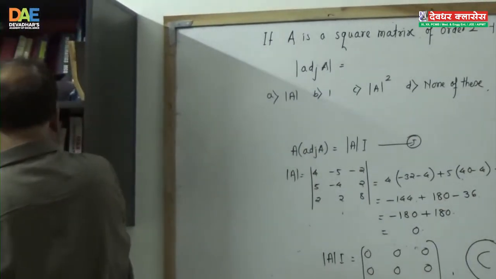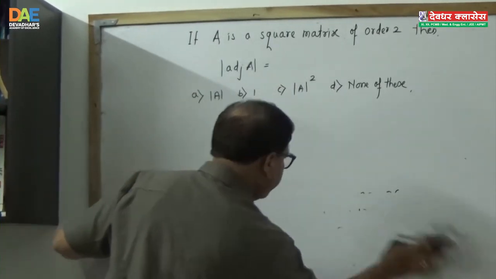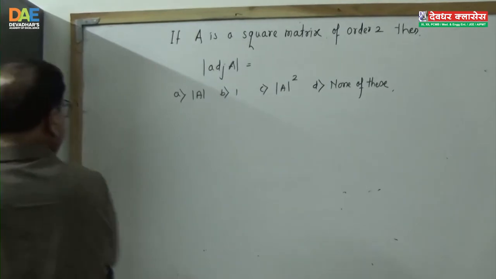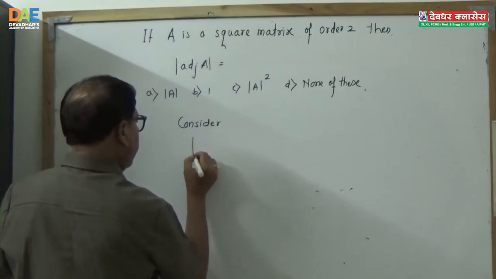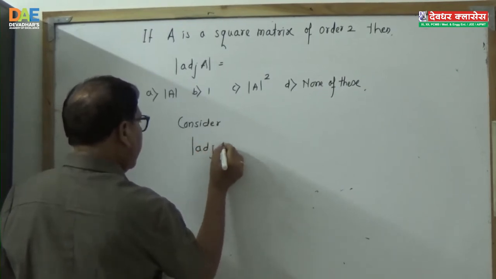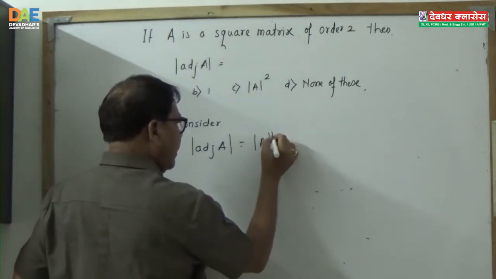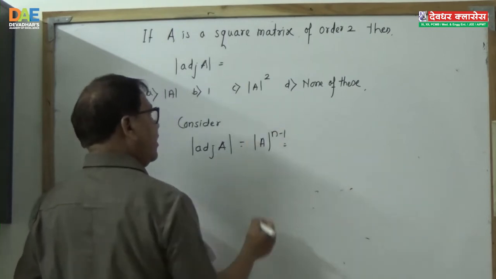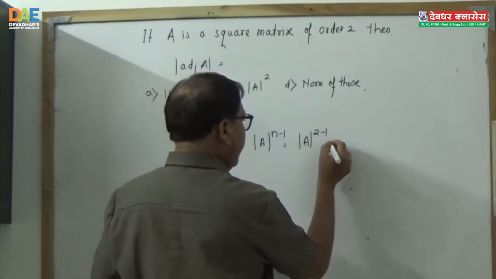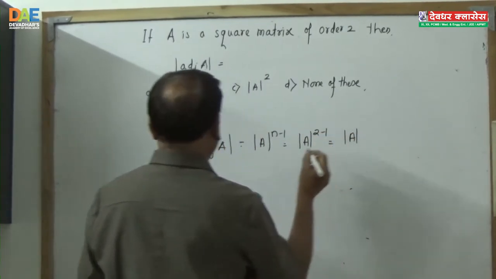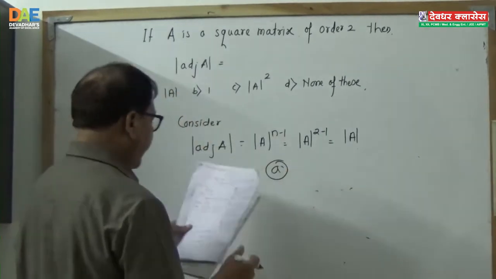Consider mod of adjoint A, that is the determinant of adjoint A. What is the value of that? Mod A raised to n minus 1. What is the order? 2. That is equal to mod A raised to 2 minus 1, which is mod A, and therefore the correct option is A. A is the answer.